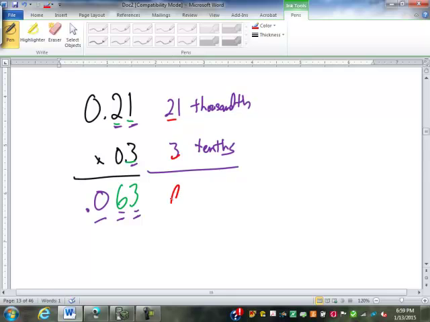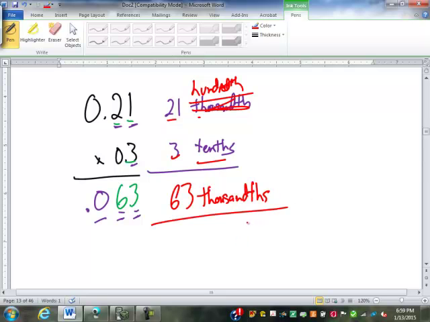21 times 3 is 63. Or not thousands, this is hundredths, sorry. Hundredths times tenths is thousandths. I had the thousandths just in the wrong place. There we go. Make sense?